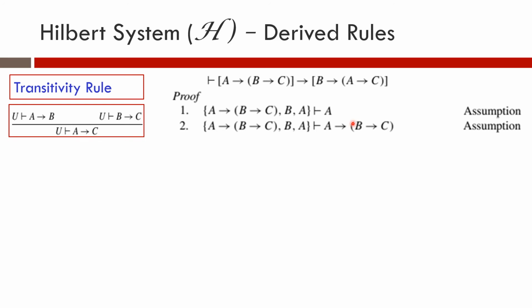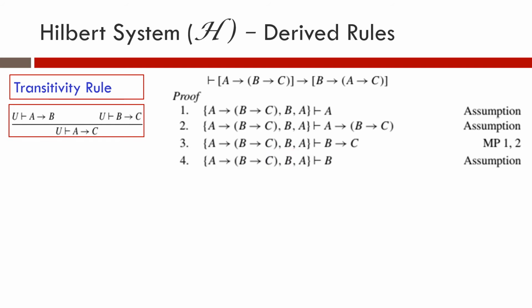To this we can apply modus ponens. Modus ponens says that if A is provable and A implies B is provable, then B is provable. Here our formula B is actually B implies C. So when we apply modus ponens to 1 and 2, we get B implies C as provable. Now with this set of assumptions, we can say that B is proved, right? So again we make an assumption with the set of formulas as assumptions. B is provable. So here we have B provable, B implies C provable.